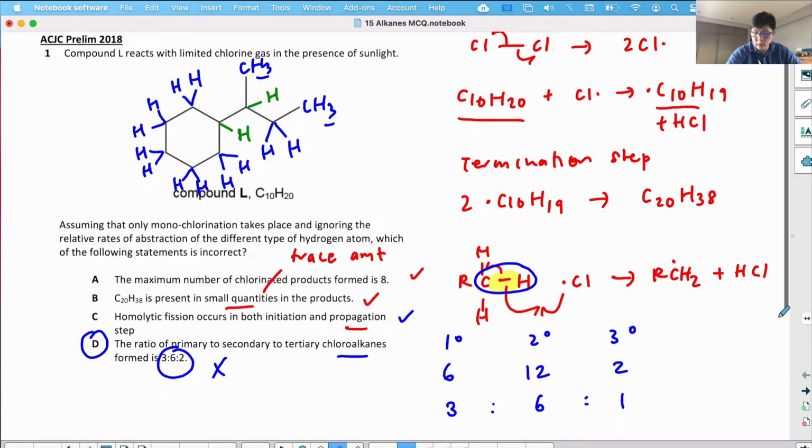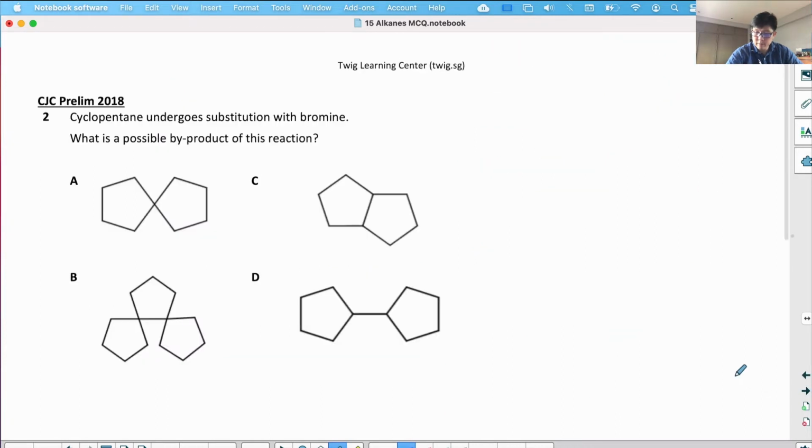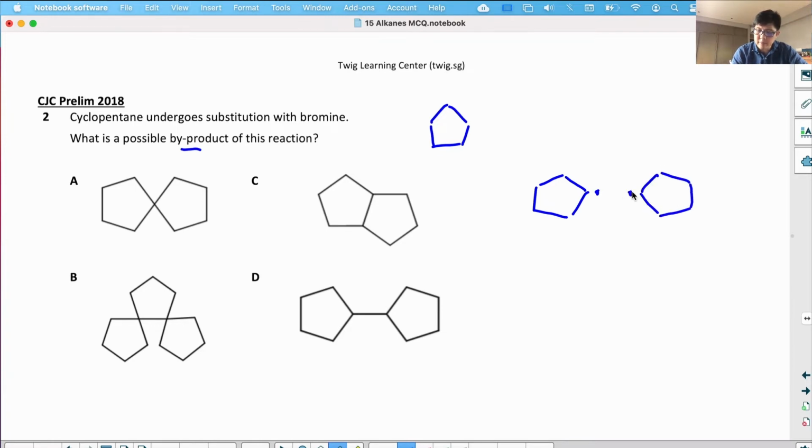Let's look at the next question, question 2. Cyclopentane undergoes substitution with bromine. What's a possible byproduct? This byproduct is always the thing that is formed in the termination step. So chloropentane is like this. What happens if you form, for example, like this? You kick out a H and form this radical, and you have another of the same radical. So when they combine in the termination step, this is the product. You must see a line over here. So that's why the answer is D.